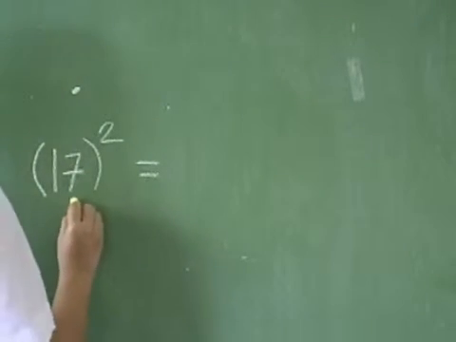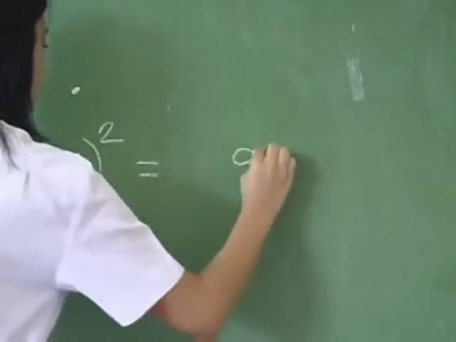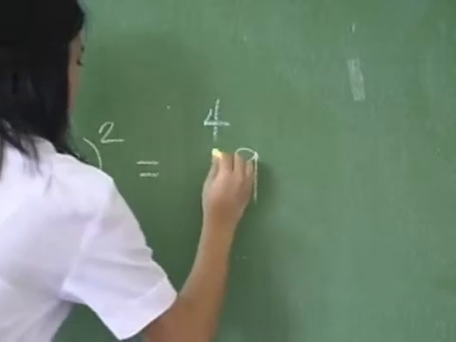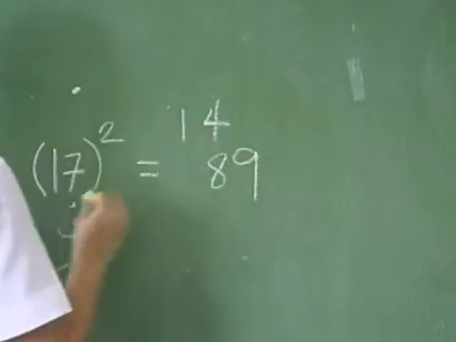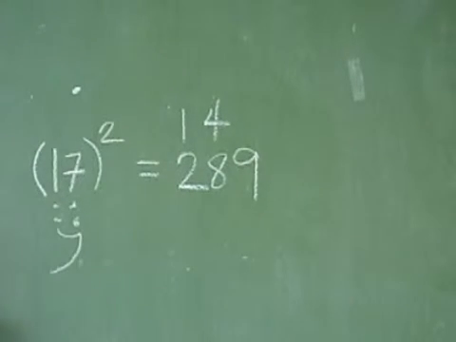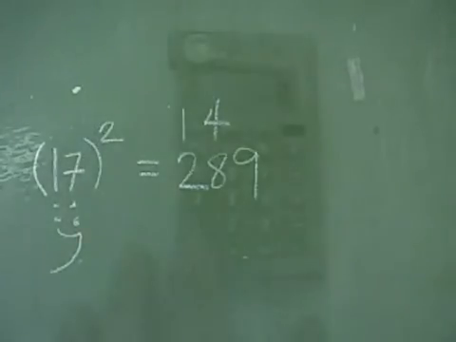7 times 7 is equal to 49. Carry 4. 1 times 7 times 2 plus the 4 we carried is equal to 18. Carry 1. 1 times 1 is equal to 1 plus the 1 we carried is equal to 2. 17 squared is equal to 289. Let's verify our answers using a calculator.